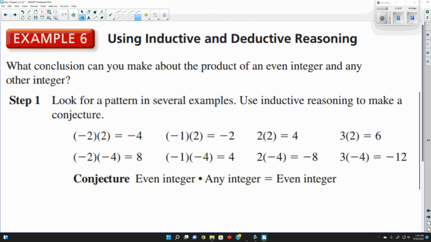So 2 and negative 2, negative 2 and negative 4, 1 and 2, negative 1 and negative 4. And we can multiply them together to see that any even integer multiplied by any integer is an even integer. And it works out anytime we multiply an even number times another number, it's going to come out to be an even number. And we used examples to come about this and find it.